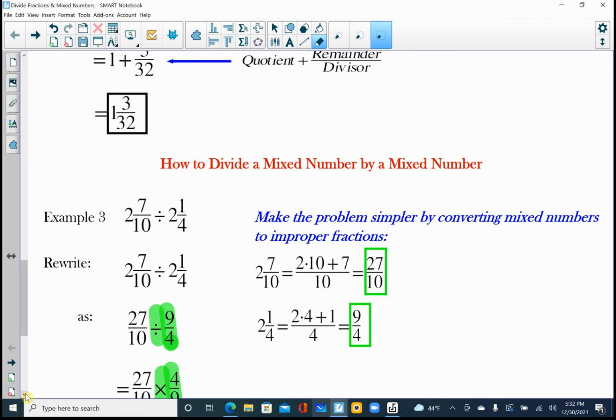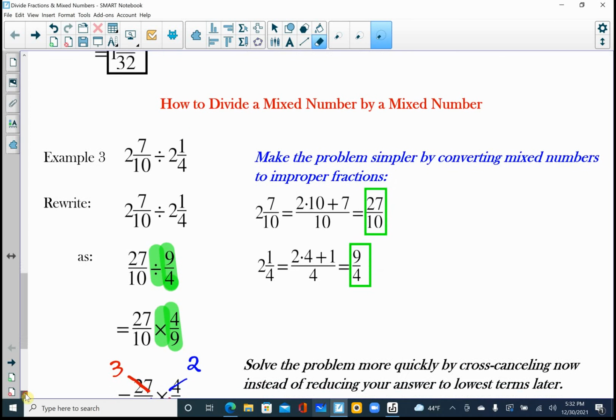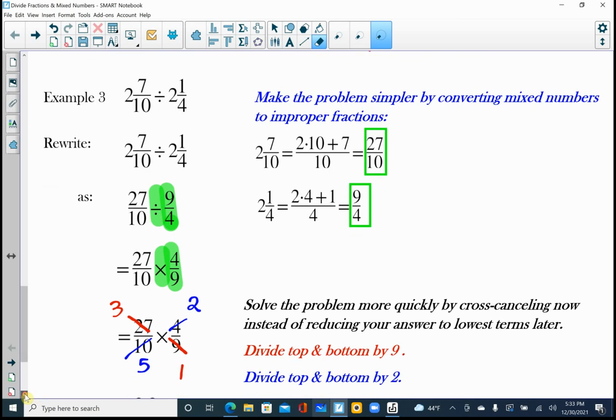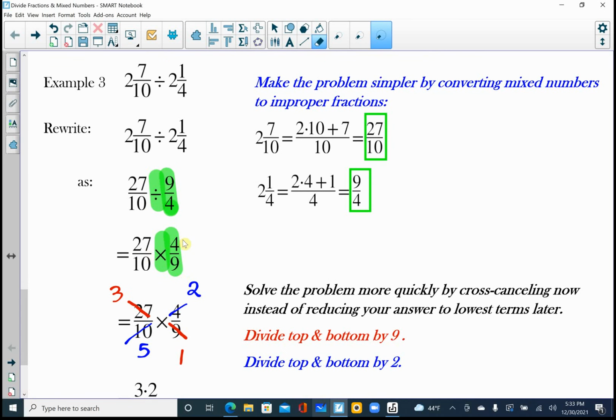So now we have a division of a fraction by a fraction instead of a mixed number by a mixed number. So again, applying the rule, 27 tenths divided by 9 quarters, we rewrite it as times 4/9, the reciprocal. So this time, instead of multiplying straight across, we're first going to simplify by using this observation that 27 and 9 are both divisible by 9. That's the greatest common factor of 27 and 9. So we'll divide top and bottom by 9 to leave us with 3 and 1.